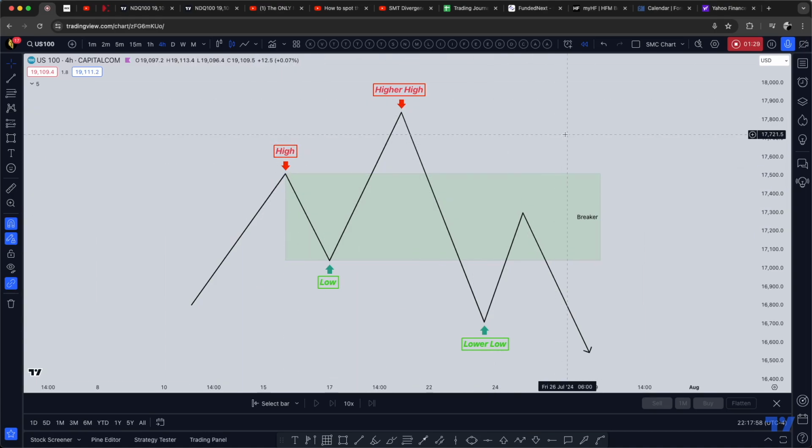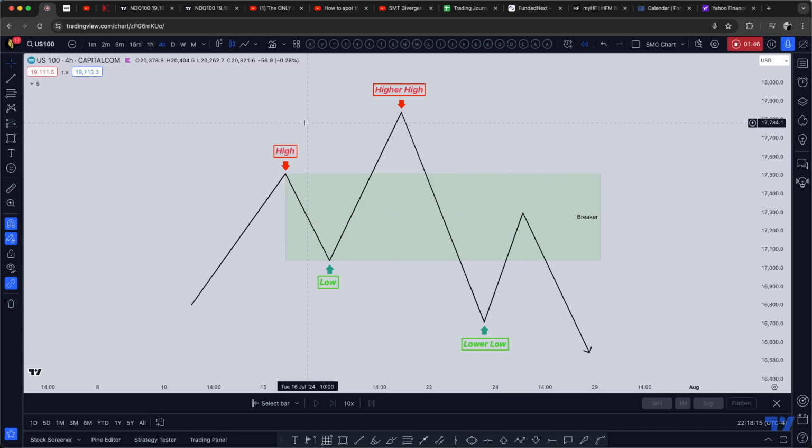It doesn't mean that you're going to be able to take every single entry. You have to have more confluences, and that's what we're going to discuss in this video. So starting right here, a simple formation to understand.